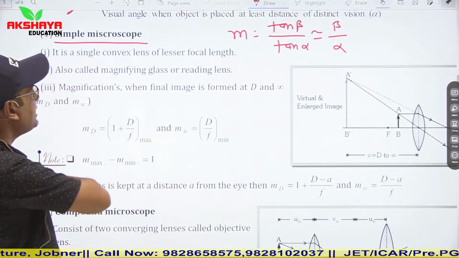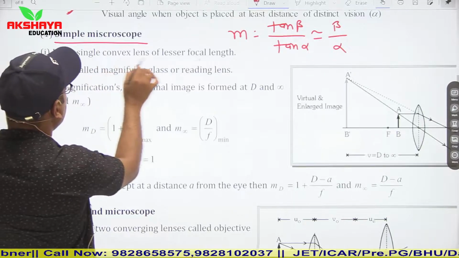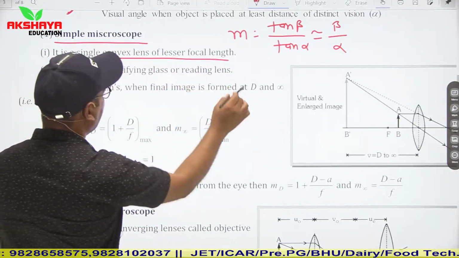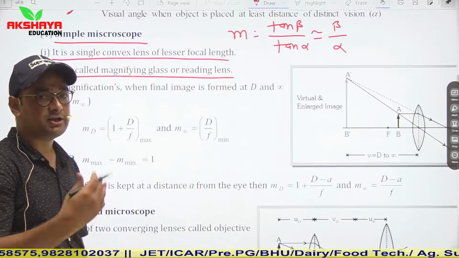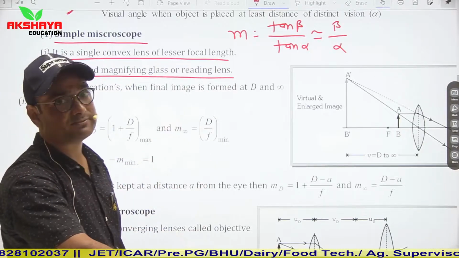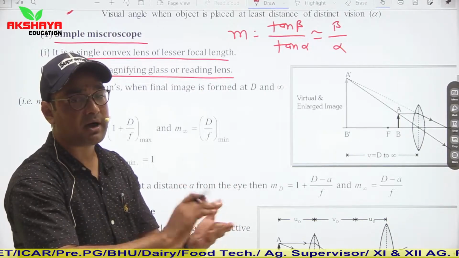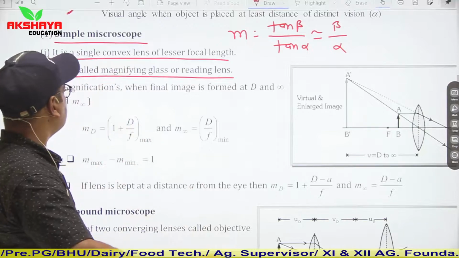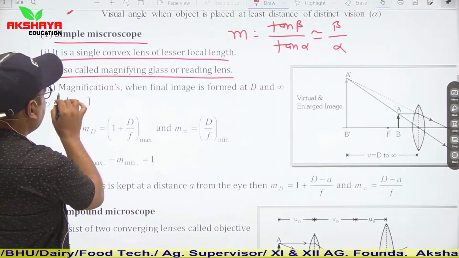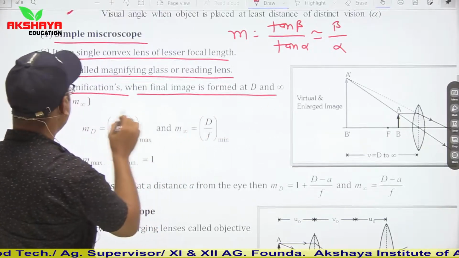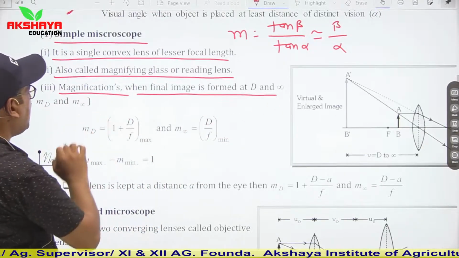It is a single convex lens of lesser focal length, also called as magnifying glass or reading glass. Generally you have seen this magnifying glass with palm readers. Palm readers generally used to read the palms. So this is that simple microscope. Magnifications, when final image is formed at D and infinity, that is MD and M infinity.